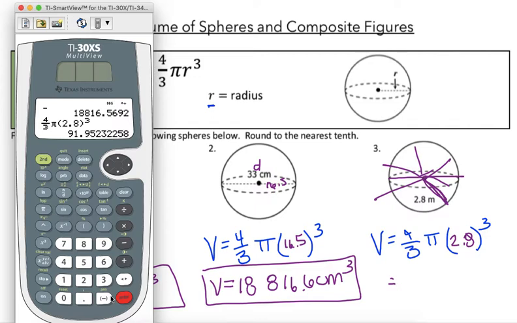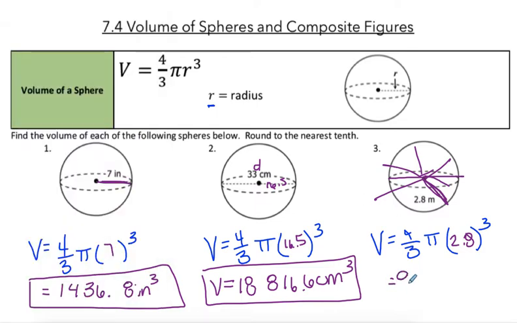Calculator tells us that this is going to have a volume of 91.95. The 5 is going to bump that up to 92.0. So our volume will be 92.0. I left space because I almost forgot my units, meters cubed there.